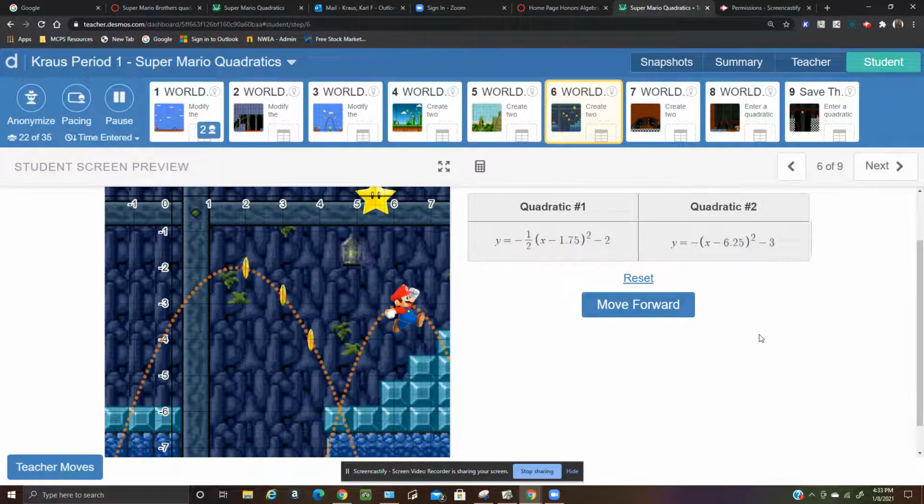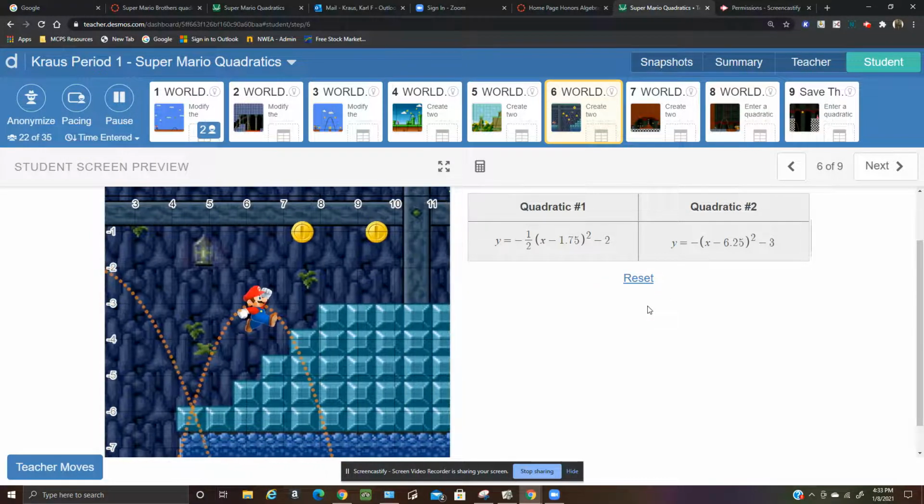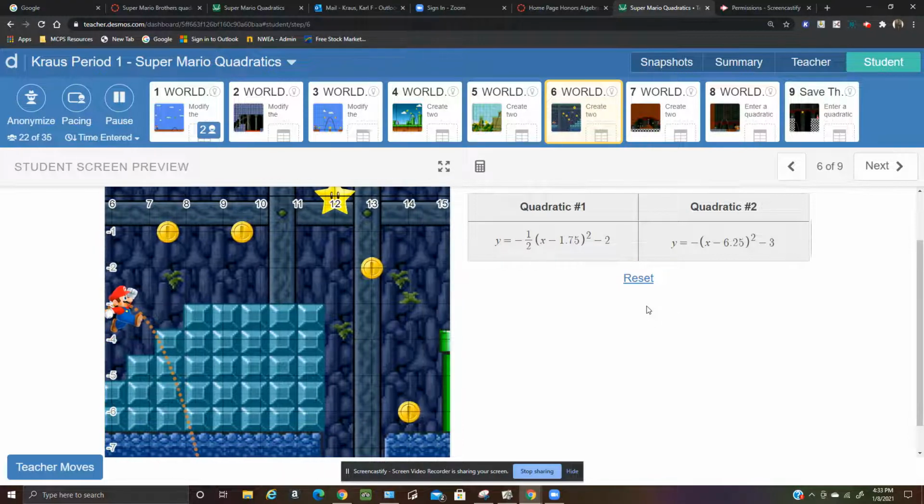All right. So now kind of want to be halfway between here as your vertex. So halfway between 7.5 and 9.5. So if I add those together, 17 is about 8.5.